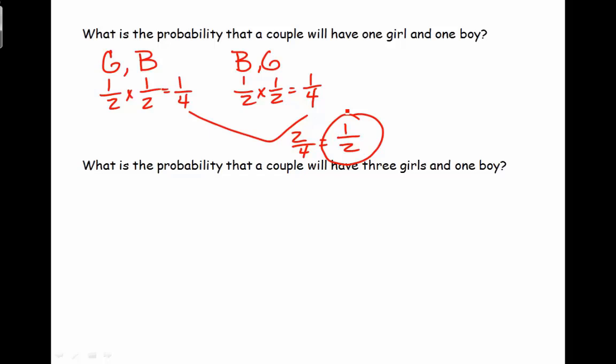Now, if you were to go through and list the other possible outcomes if you have 2 children, well, if we have 2 children, we could also get 2 girls. We could also get 2 boys.